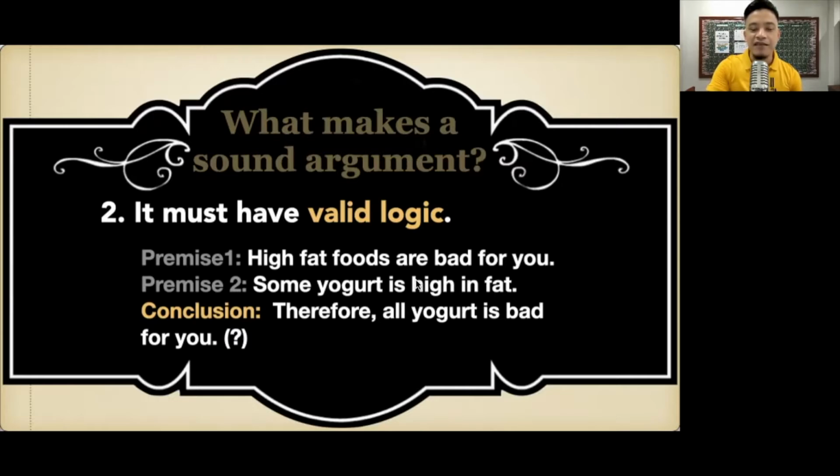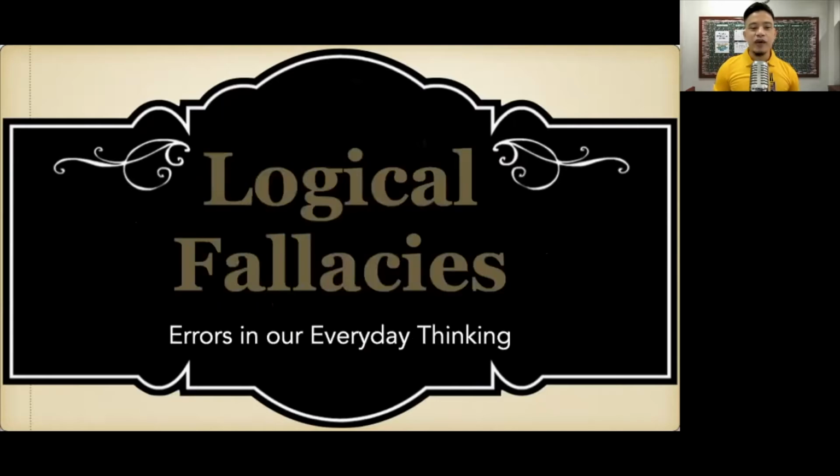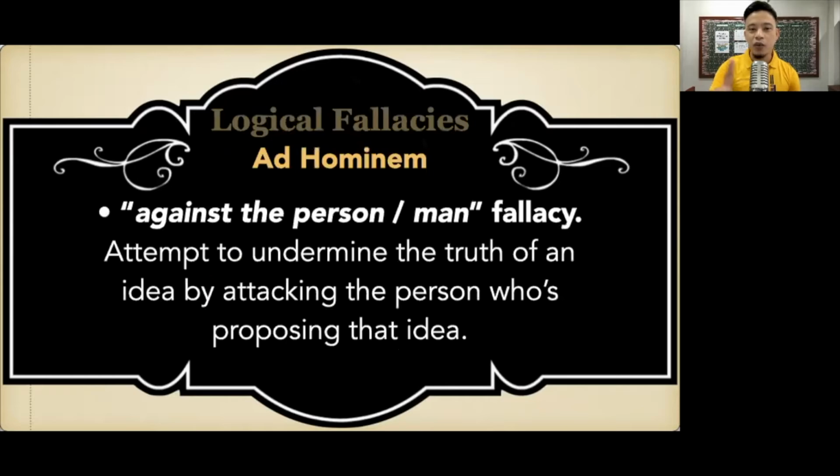Logic must be valid. Because we're going to talk about logical fallacies, we're going to learn more about what makes a logic valid. And we have to expose the errors in our everyday thinking. So this is part 1 of our logical fallacies. I will teach you about one logical fallacy for today. This is the ad hominem fallacy. Ad hominem is Latin for against the person, or against the man. So this fallacy attempts to undermine the truth of an idea by attacking the person who's proposing the idea.